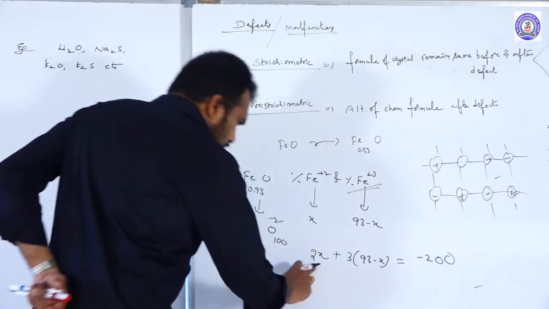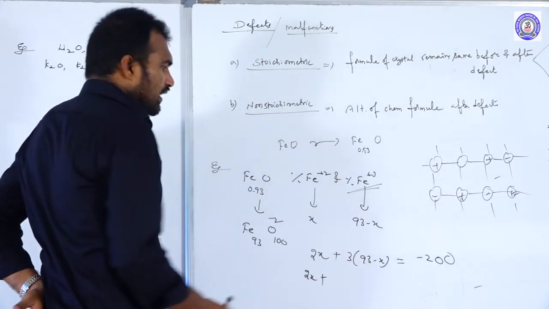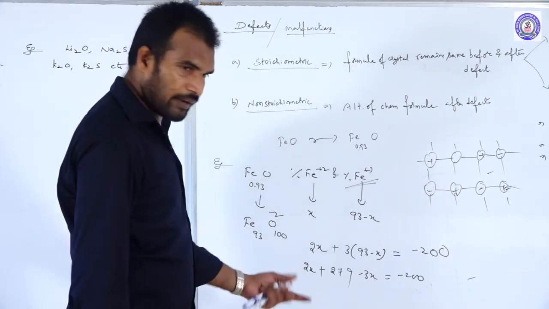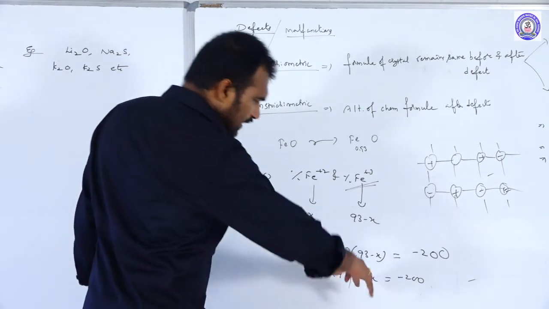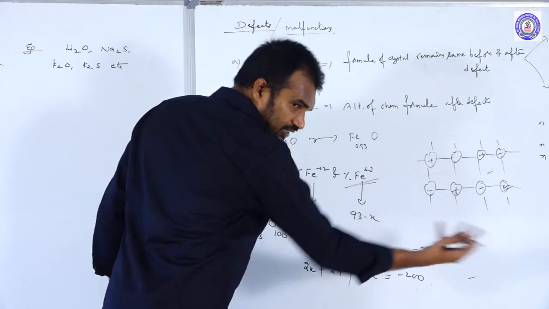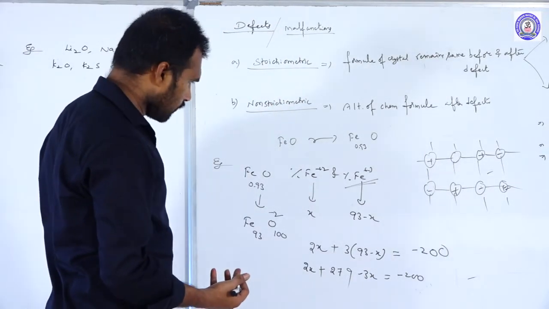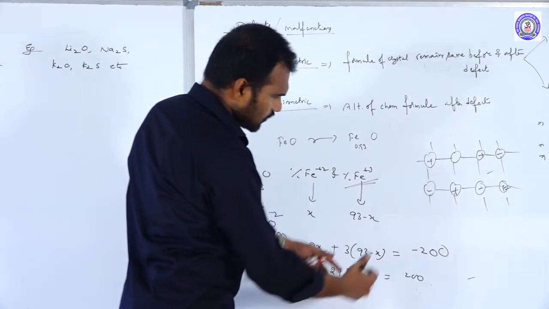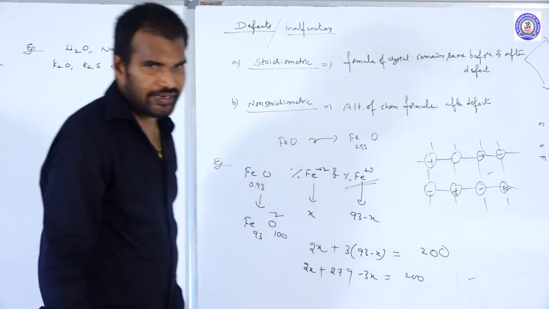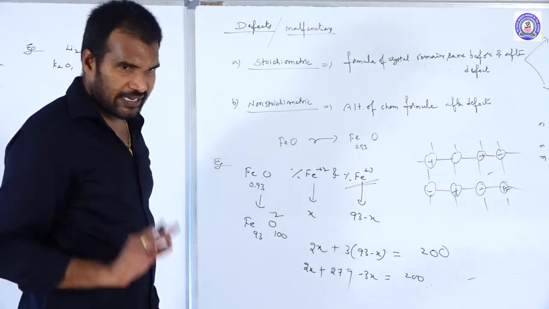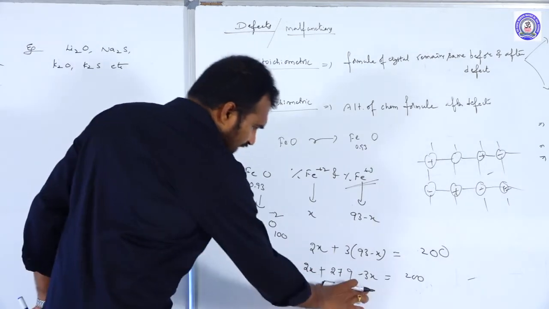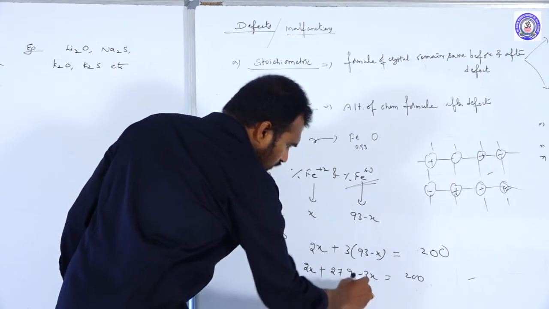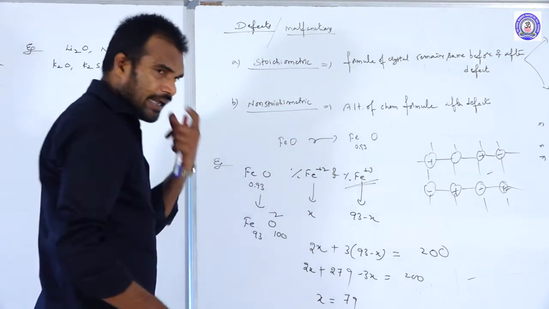Now let us see. 3 into 93 is 279. So 2X plus 279 minus 3X is equal to 200. Then 2X minus 3X is minus X. Since the magnitude of positive charge is equal to the magnitude of negative charge, you can equate to 200, only the magnitude, no need of sign. So you bring minus X to that side and 200 to this side. Then X is equal to 279 minus 200. How much will come? 79 will come.